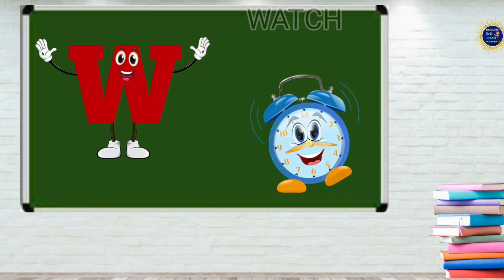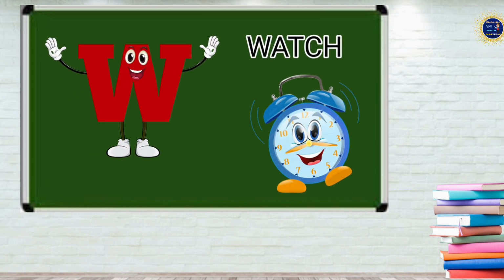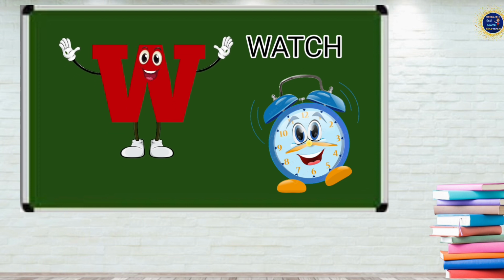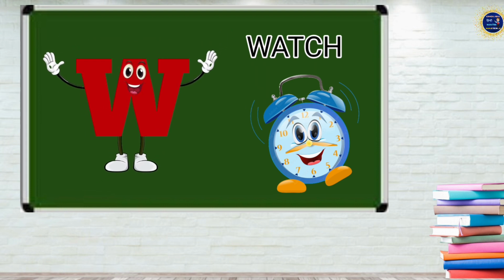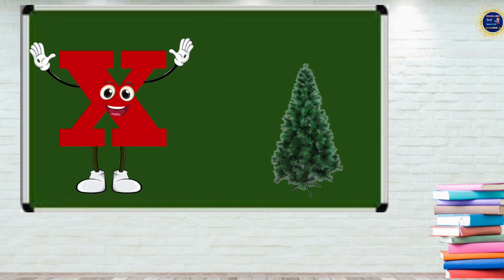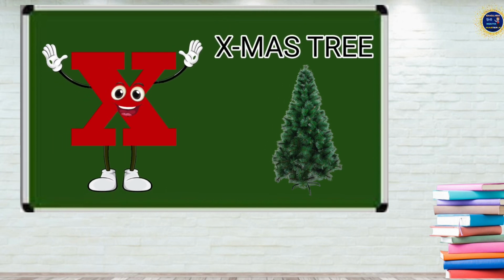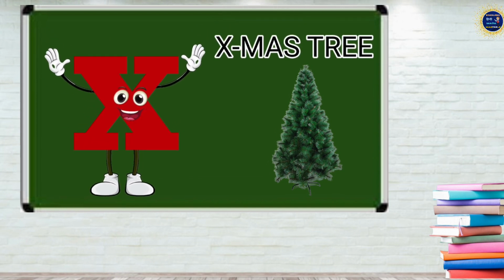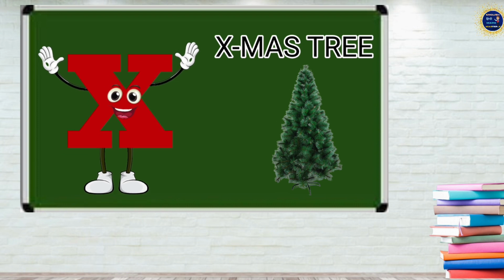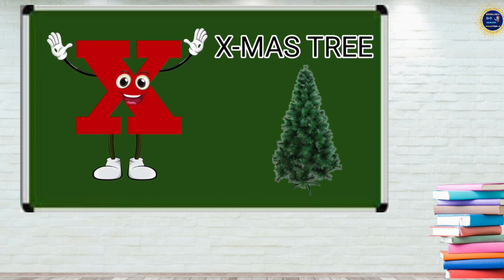W, W for watch. W, A, T, C, H, watch. X, X for Xmas tree. X, M, A, S, T, R, double E.